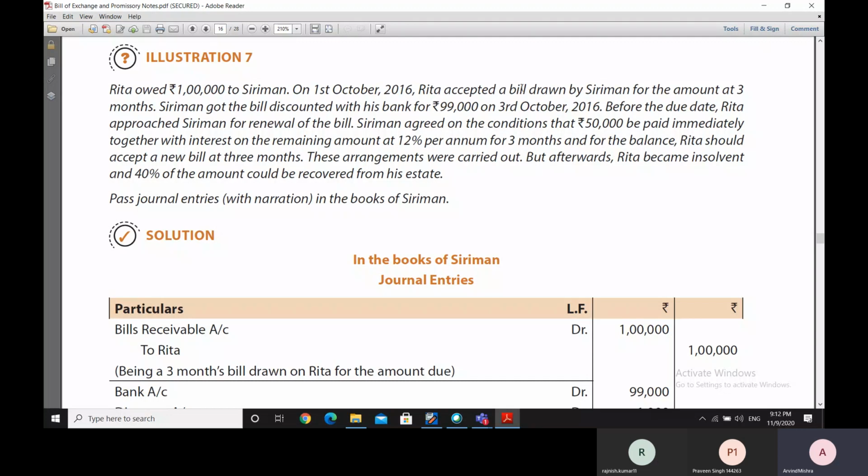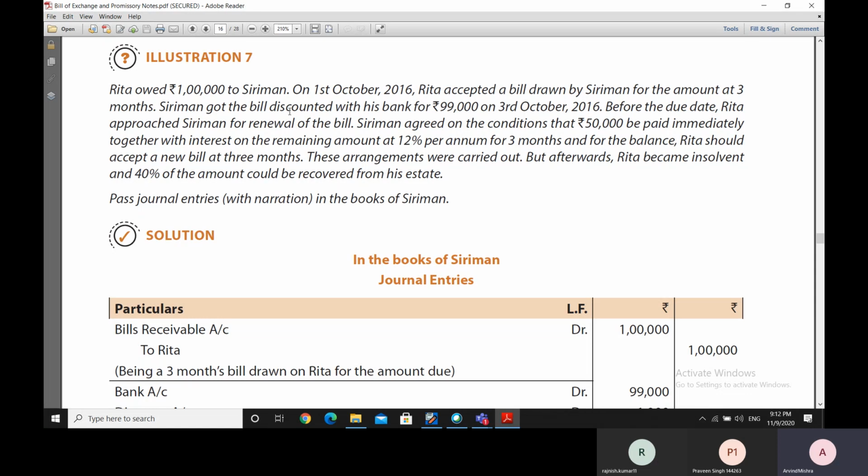So Rita accepted a bill which is drawn by Siriman. The bill is prepared by Siriman, sent to Rita for acceptance, and Rita has accepted the bill. And the bill is for rupees 1 lakh at 3 months, which means it is payable after 3 months.